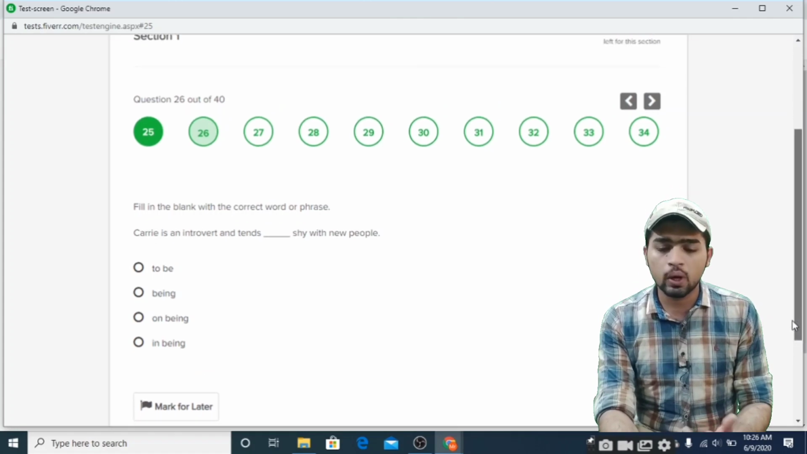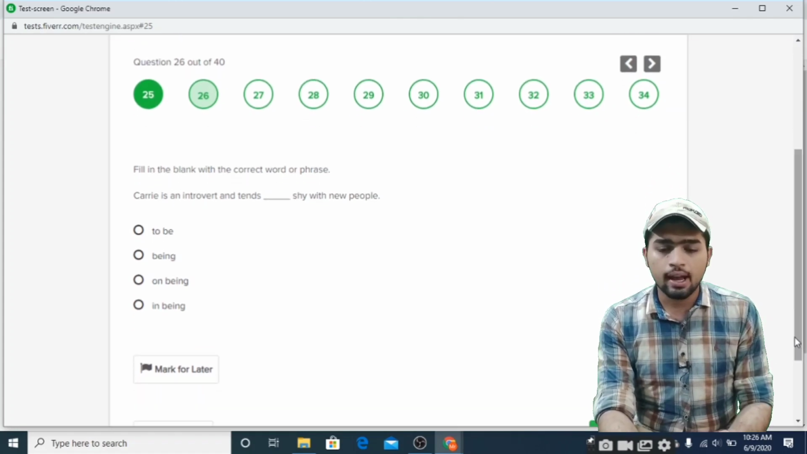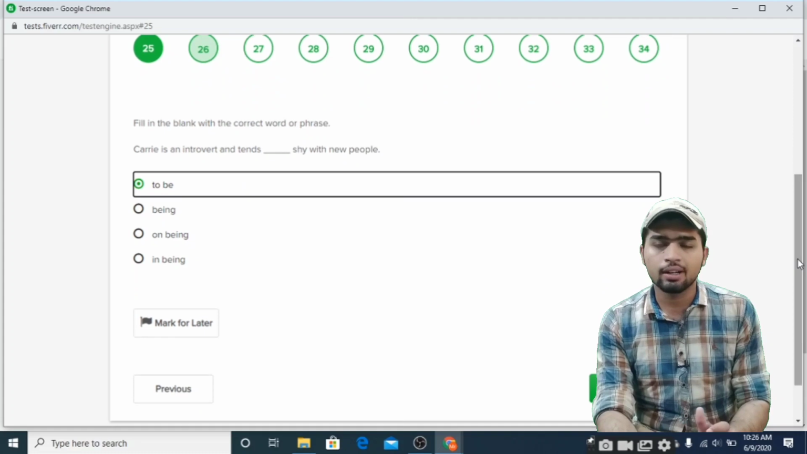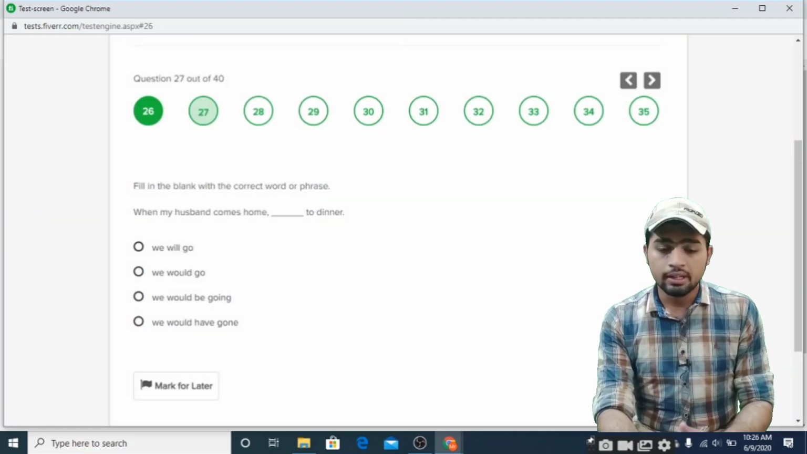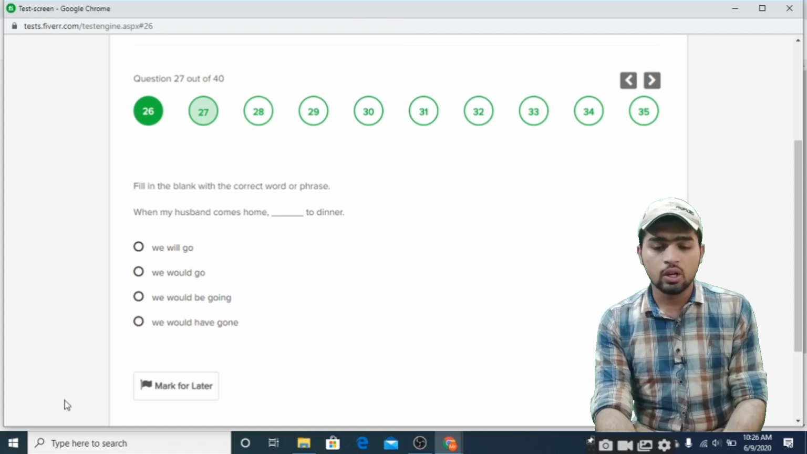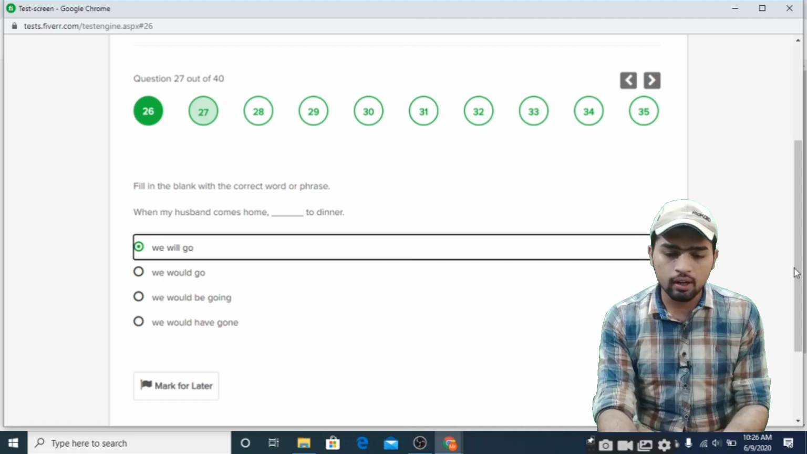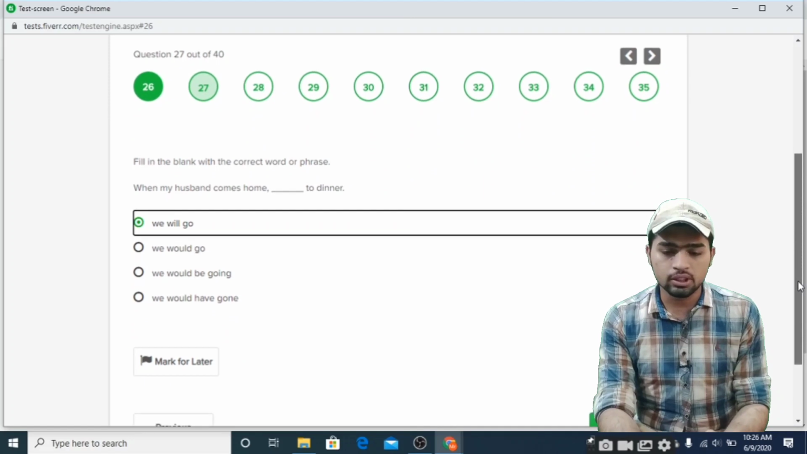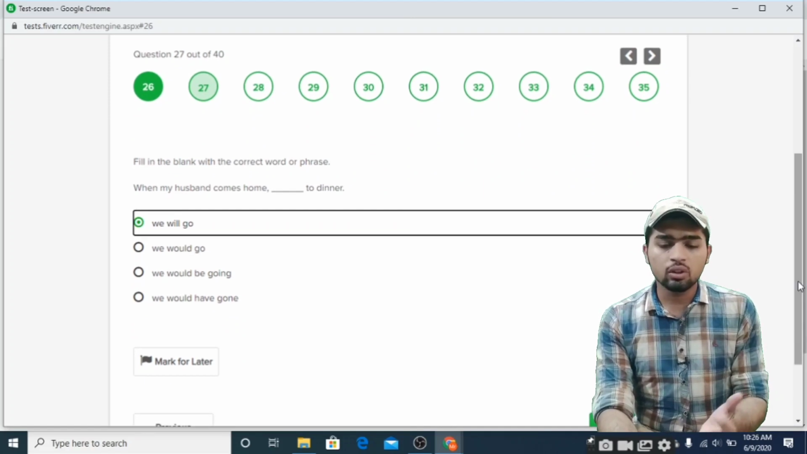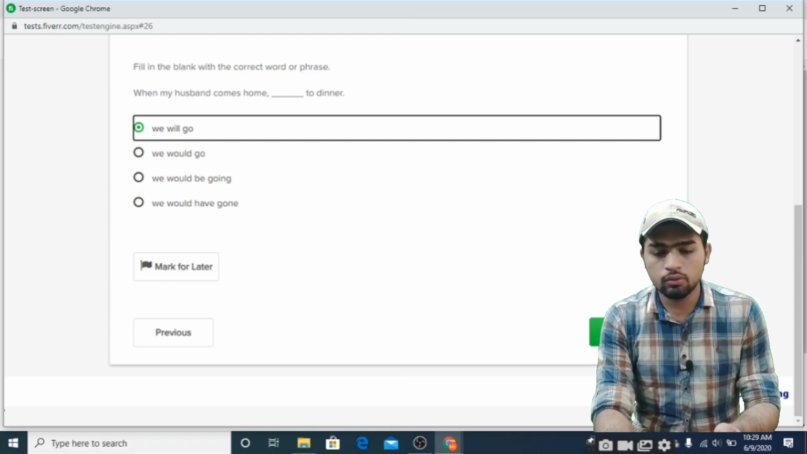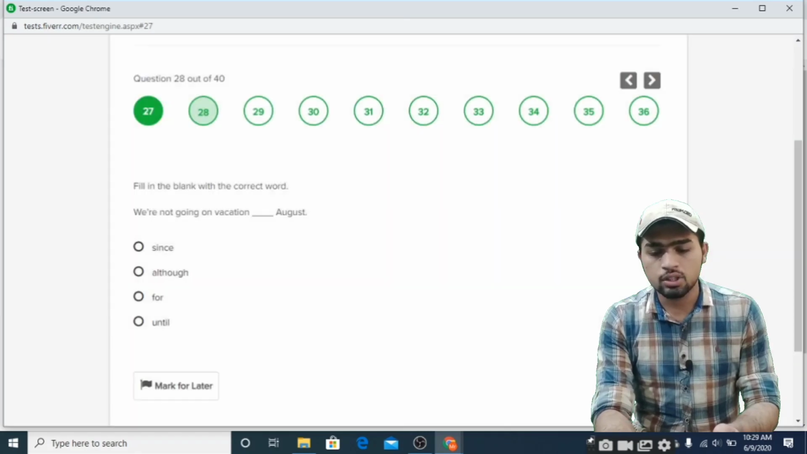Fill in the blank with the correct word or phrase. Carrie is an introvert and tends dash shy with new people. Tends to be shy. Tends being shy. Tends to be shy. Tends to be is the correct answer. So I click on next. Fill in the blank with the correct word or phrase. When my husband comes home, dash to dinner. We will go to dinner. 12 minutes are left. We will go to dinner. So I click on the first option, we will go, and click on next.